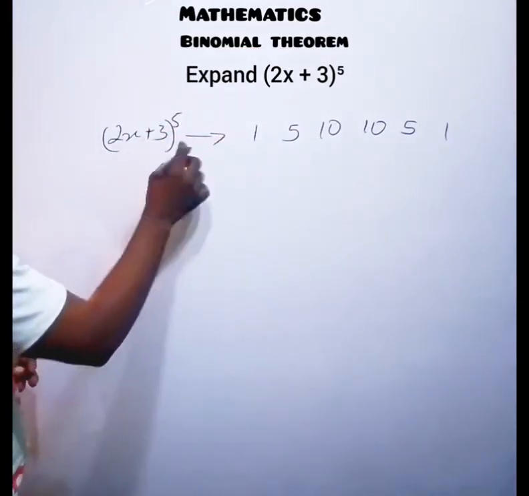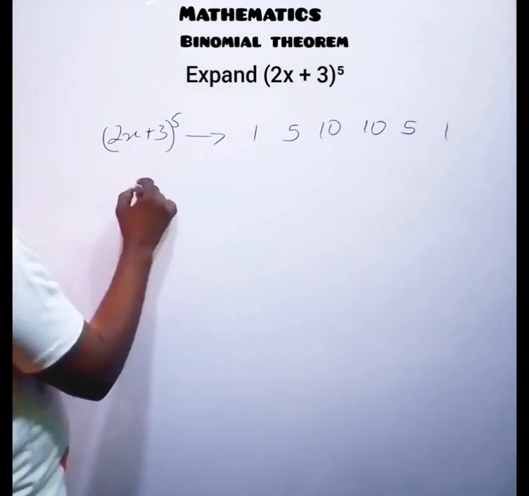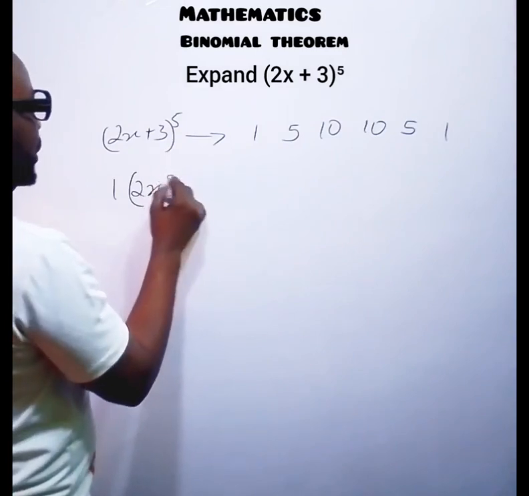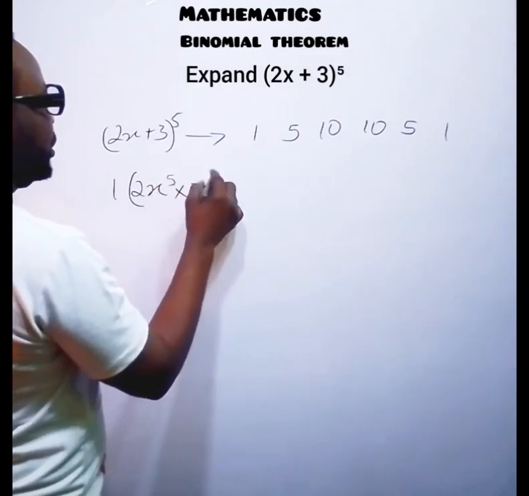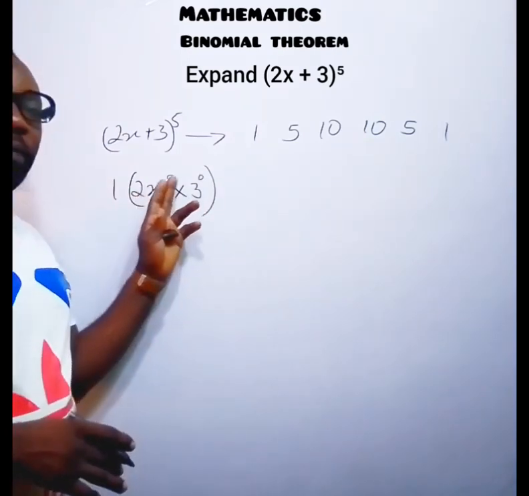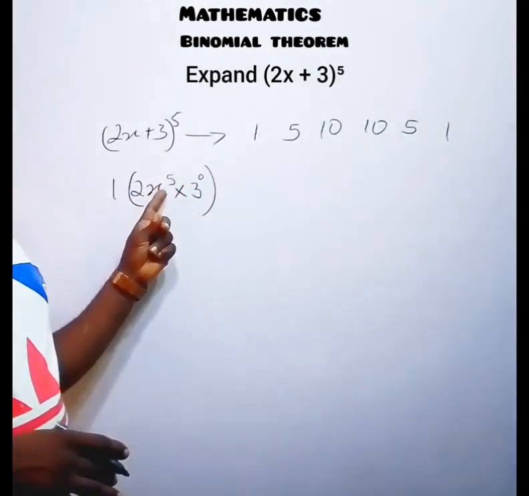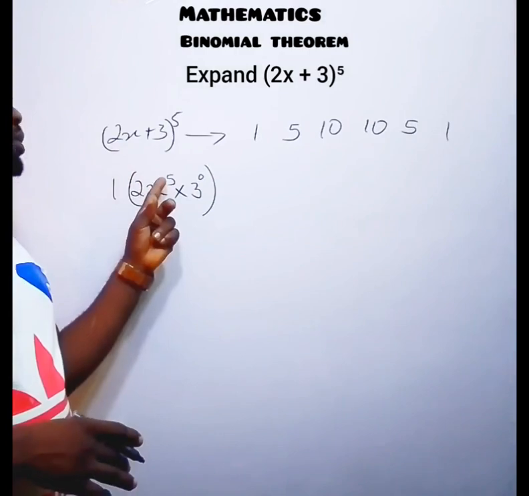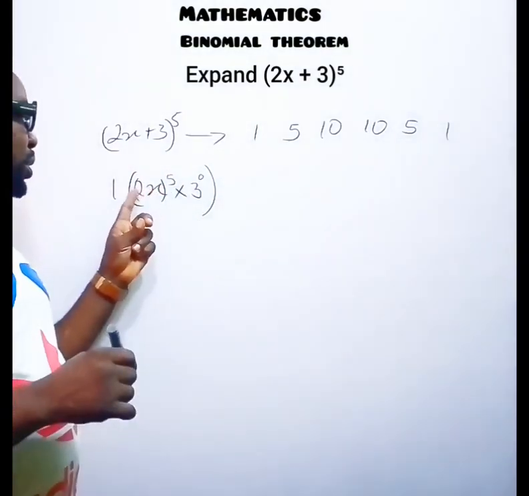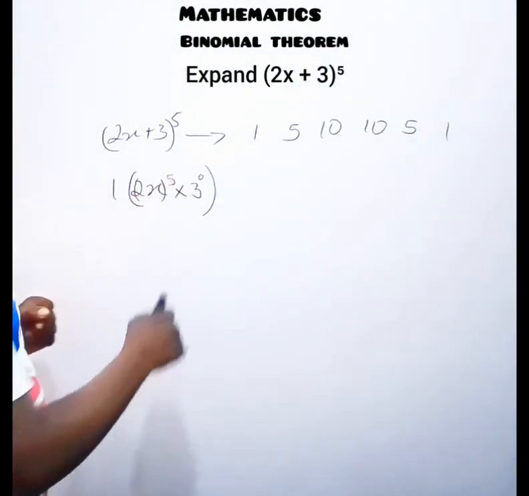Now I want to start solving. I'm going to have 1 multiplied by (2x) raised to the power of 5, multiplied by 3 raised to the power of 0. That is what we are going to have in the first term. You can see the powers on them added together: 5 plus 0 is 5. The first term, which is 2x, has the highest power. So we put it in a bracket, because both the 2 and the x are going to have this power.